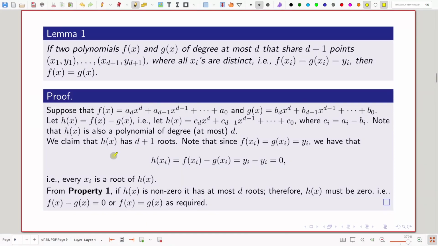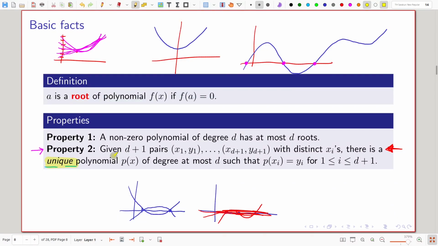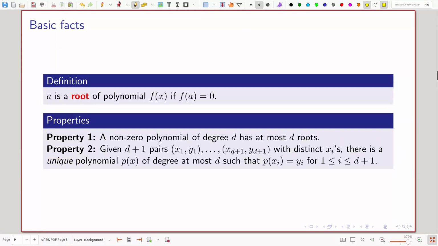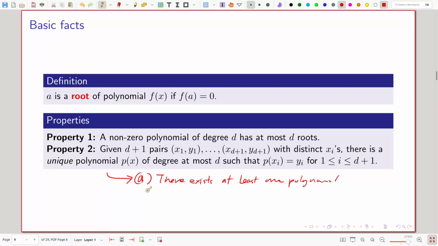Okay, so let me go back a little bit. Property 2, let me write it down here. To prove property 2, you need to prove 2 things. One, prove there exists at least one polynomial. And then if there are more than one, they have to be equal.